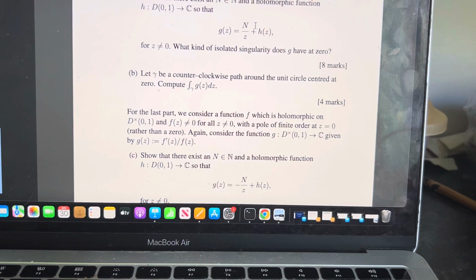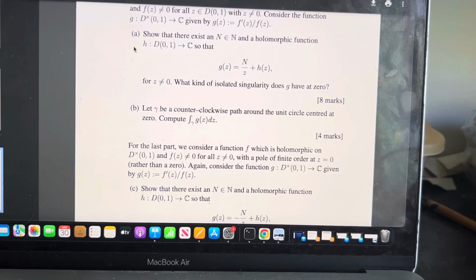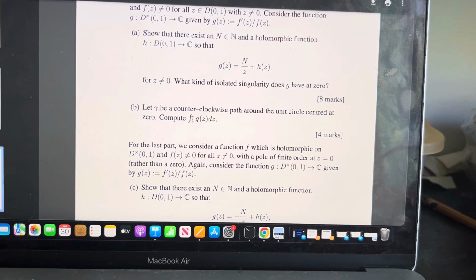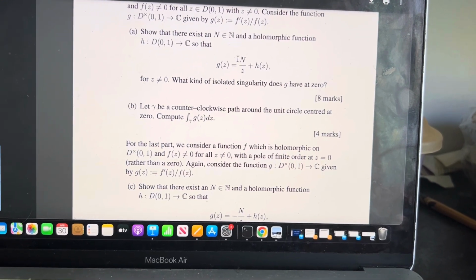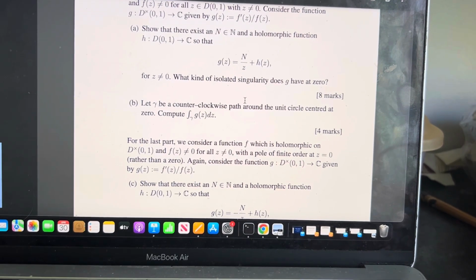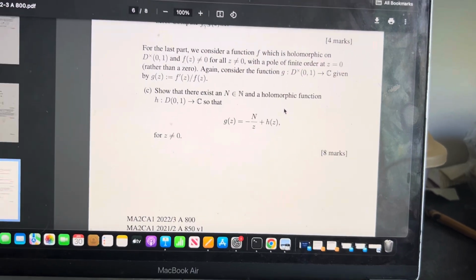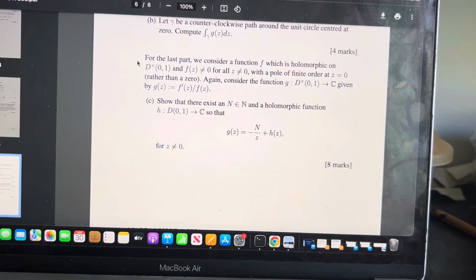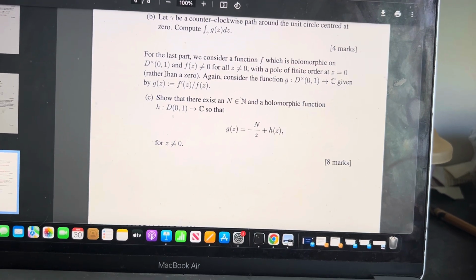Path integral of this, holomorphic function h. If it's holomorphic in that disk, then this integral goes to 0. Then if it's integral of this, then what, just n 2 pi i? 4 marks, so yeah, that seems alright. Then we got the above, but consider a function which is holomorphic at a point z rather than a 0.